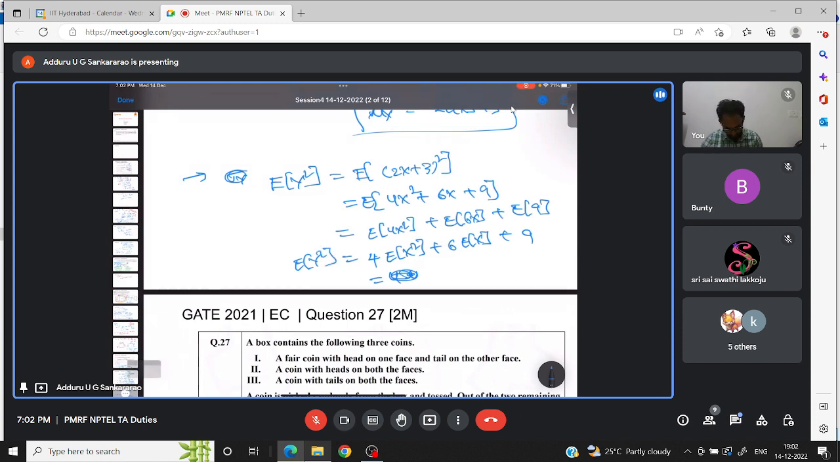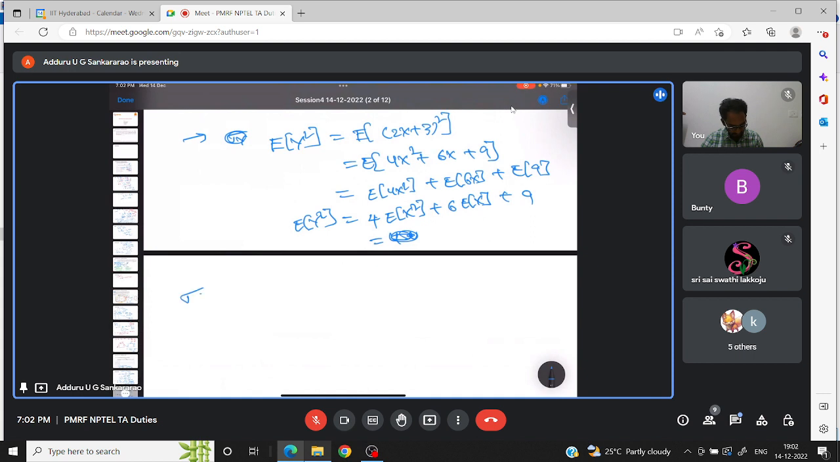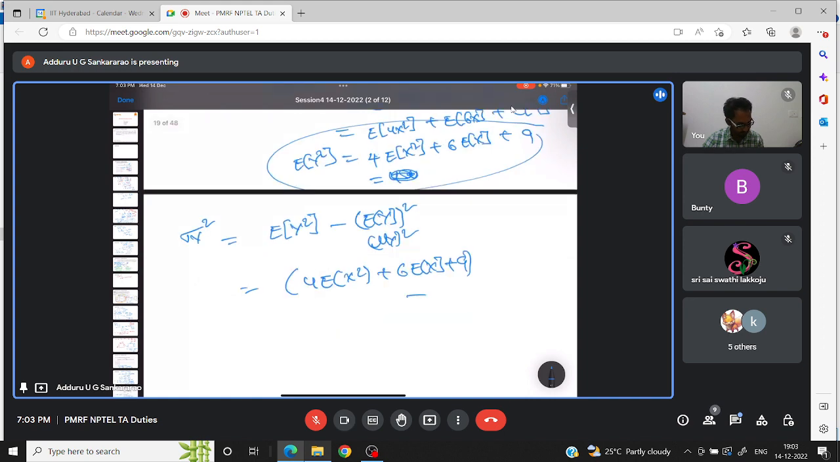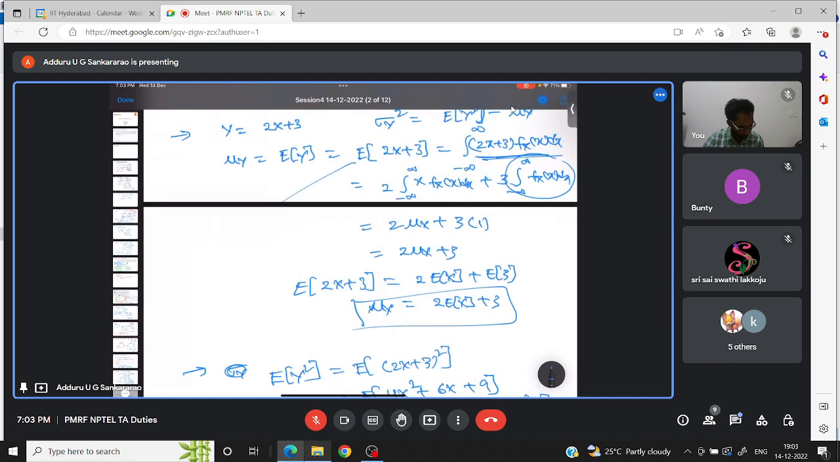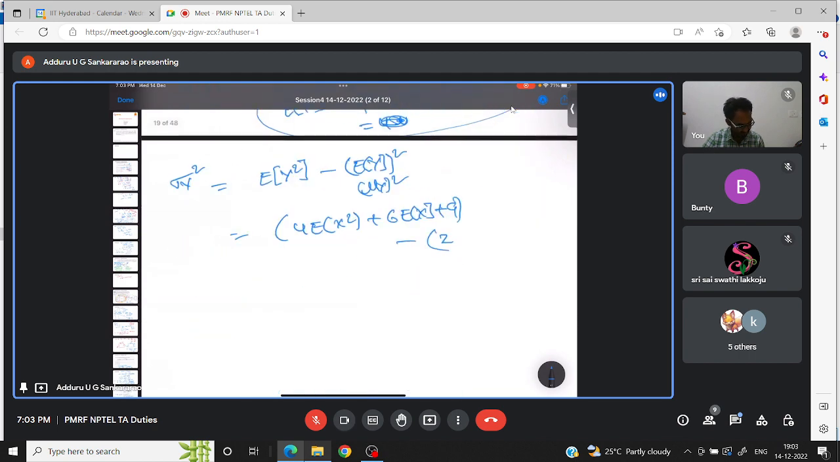Now we need to find the variance of y. The formula is the second moment of y minus mean of y square, or mu y square, both are the same. The second moment of y we just found: 4 E of x square plus 6 E of x plus 9, minus the expectation of y we found, which is 2 times the mean of x plus 3, whole square.